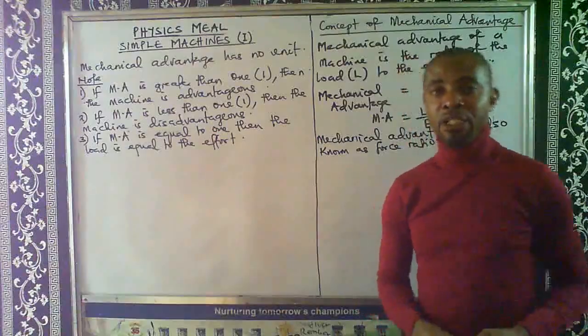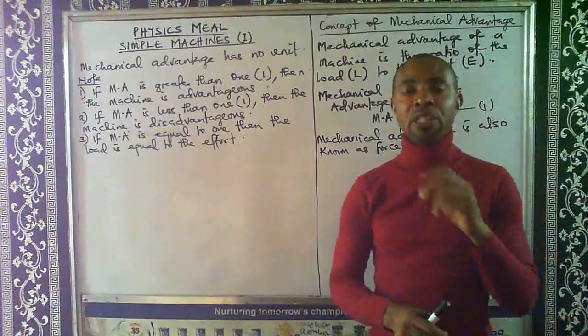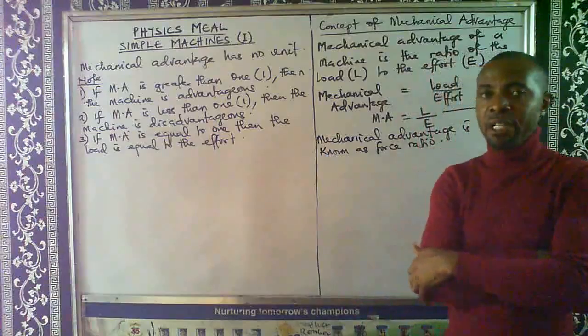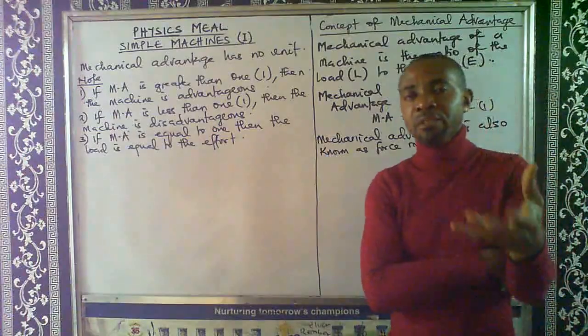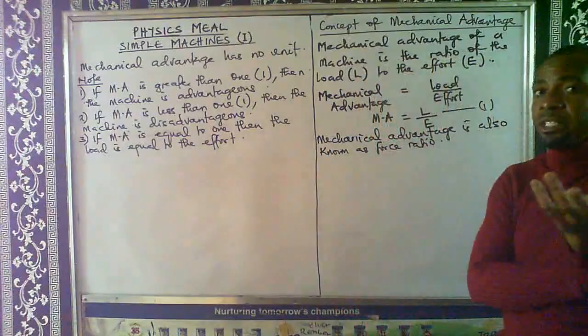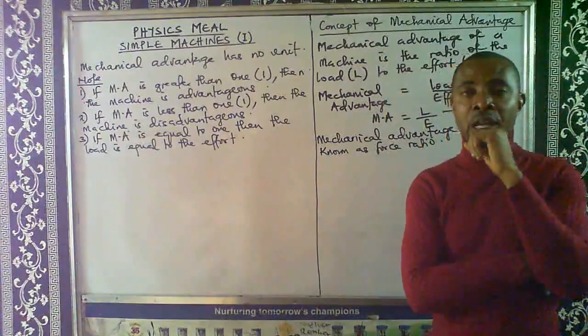Remember, a machine is affected by friction. Yeah, frictional force affects what? Machine. Frictional force affects machine. And what friction does is it reduces the efficiency of machine. Frictional force, because it affects machine, it reduces its efficiency. It also affects mechanical advantage.